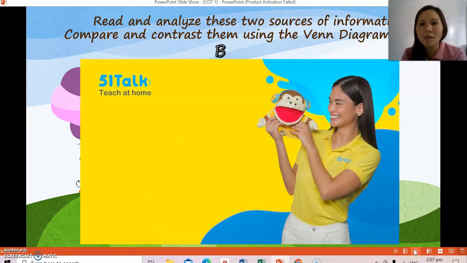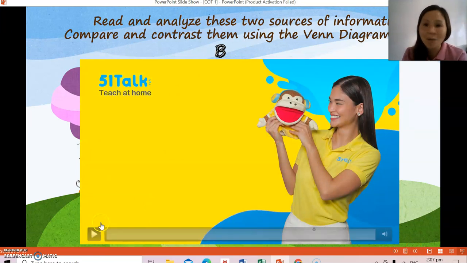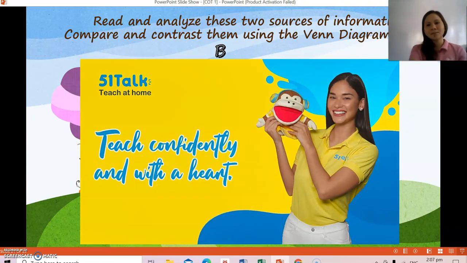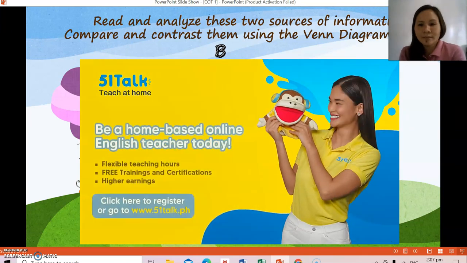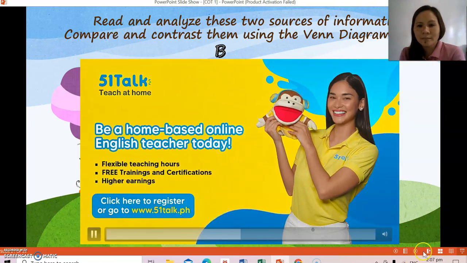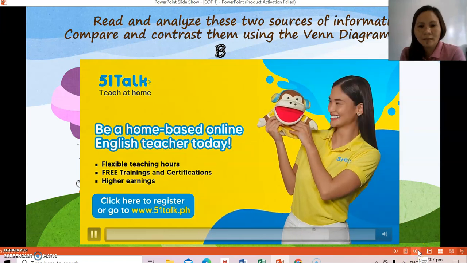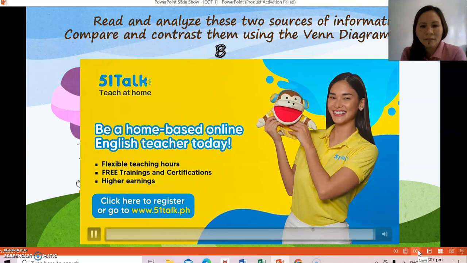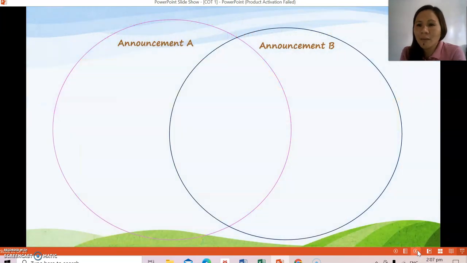Now let's go to source B. So you're going to watch this because this is a broadcast material. All right, so you're going to compare and contrast these using this Venn diagram. So we have here announcement A and announcement B. So you have to write your answers, okay? Write your answers in your notebook and don't forget to turn it in on our Google Classroom.